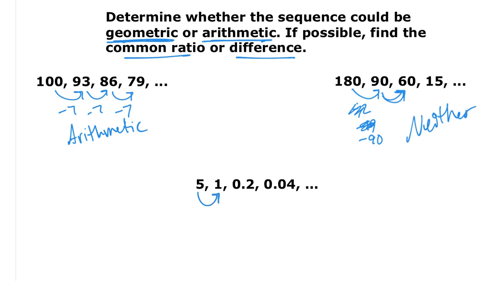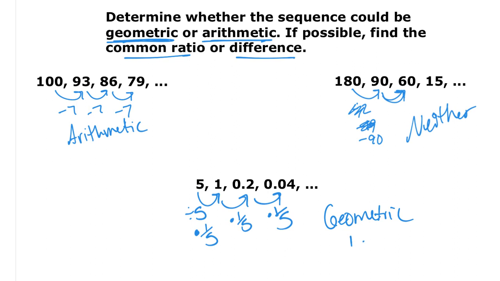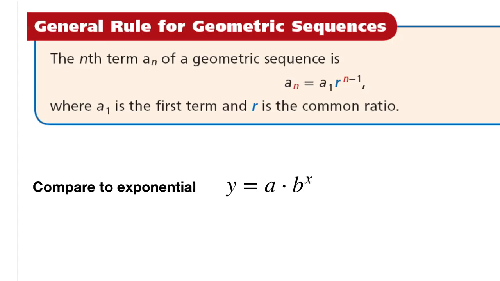In this last sequence, I notice that we are dividing by 5, but in our geometric sequences, we're always going to be talking about what we're multiplying by. So dividing by 5 is the same as multiplying by 1/5. And I notice that that does hold. It is the same all the way. So this is geometric. And our common factor is 1/5. That means that that's what we are multiplying by.